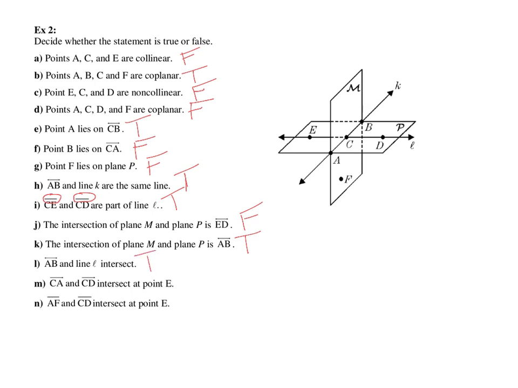Then you have ray CA and ray CD intersect at point E. No, that's false. Then you have segment AF and segment CD intersect at point E. No, that's false too.